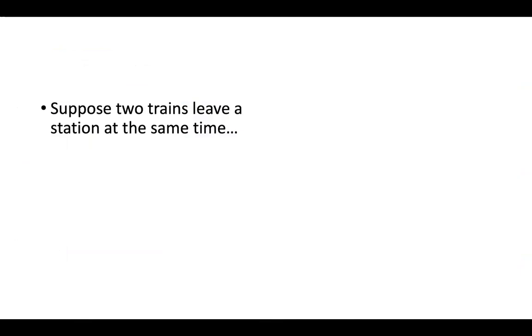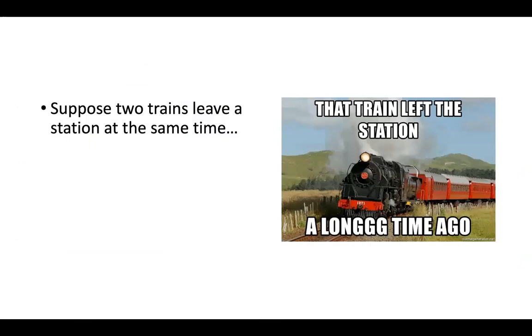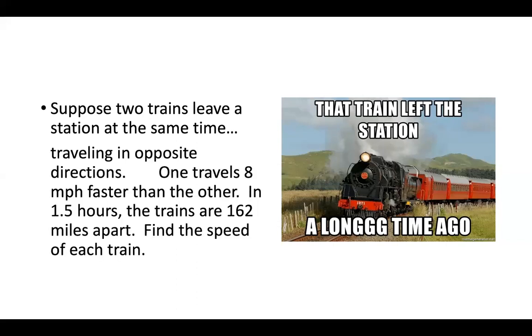All right. Next problem. Oh no, suppose two trains leave a station at the same time. That phrase makes a lot of people twitch. All right, that train left the station a long time ago. Okay, but two trains leave a station at the same time, traveling in opposite directions. One travels 8 miles per hour faster than the other. In 1.5 hours, the trains are 162 miles apart, and they want us to find the speed of each train.